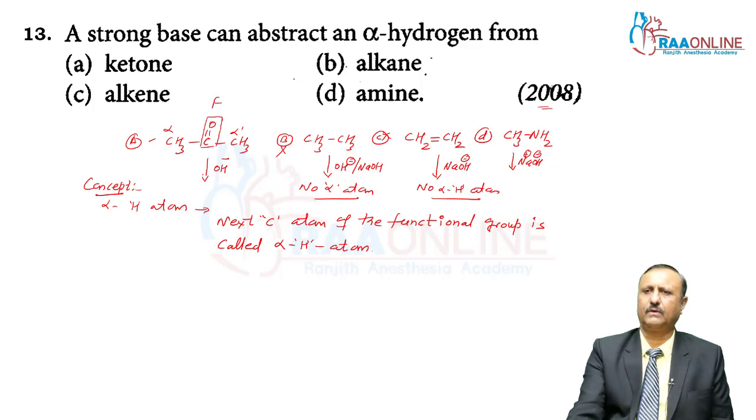And you can get the alpha hydrogen atom present here because this is the functional group, and the next carbon atom of the functional group is called the alpha carbon atom, and the hydrogen atoms attached to it are called alpha hydrogen atoms. So the answer is either A or D, only A and D. Which is the answer of this question? Now we can see in these questions, my dear students.